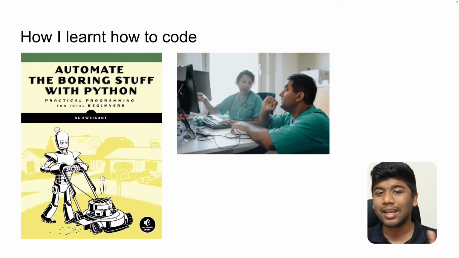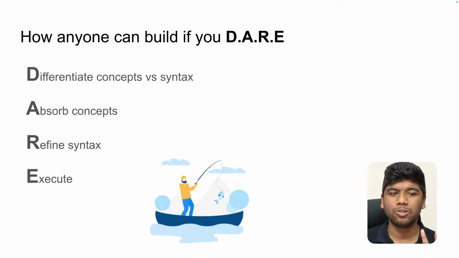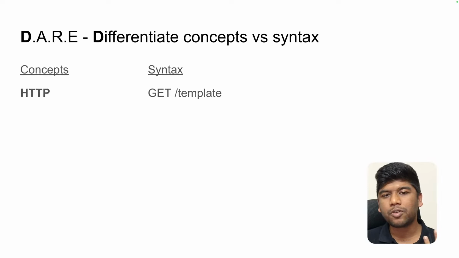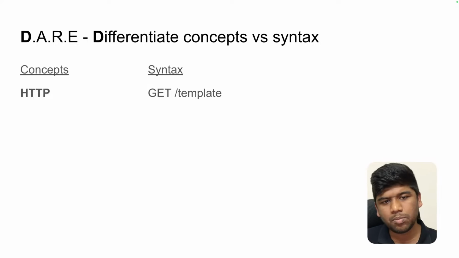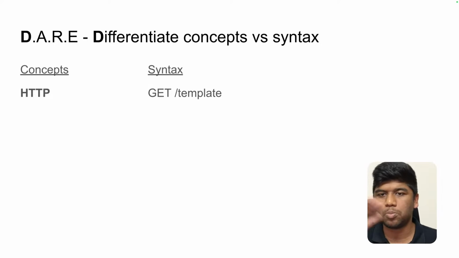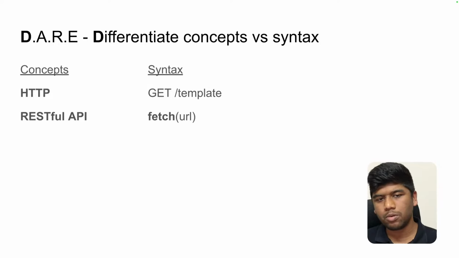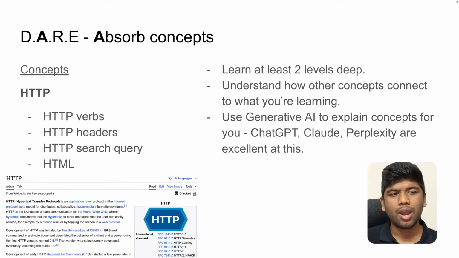Okay. Now, I think anyone can do this today with AI, and that's exactly what the DARE framework is all about. So the first thing is, differentiate concepts from the syntax. Do not get lost in the syntax. So there is HTTP, and then there is how you do that in the browser, right? You make a GET request in the browser, you put that in the URL. Don't worry about the syntax, okay? There is the RESTful API, there is how you do that in code. There is JSON, it's just a data format, and then how you actually store that, how you actually create that particular format.